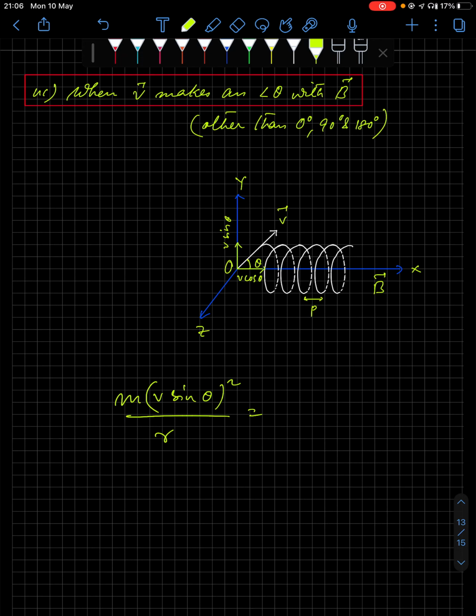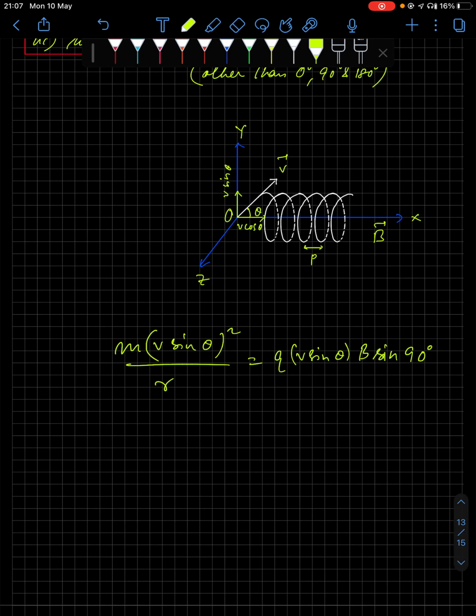Now you see here, the v sin theta and the B vector, aren't they perpendicular to each other? So the angle is 90 degrees. So the magnetic force, which is qvB, I will write as q v sin theta B sin 90 degree. This sin 90 degree is the angle between the v sin theta and the B vector. Here v sin theta is the velocity responsible for the magnetic force, driving this charged particle in a circular path.